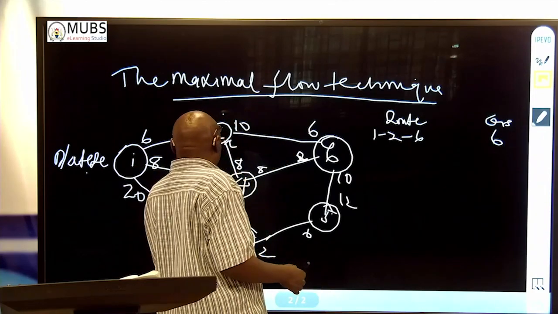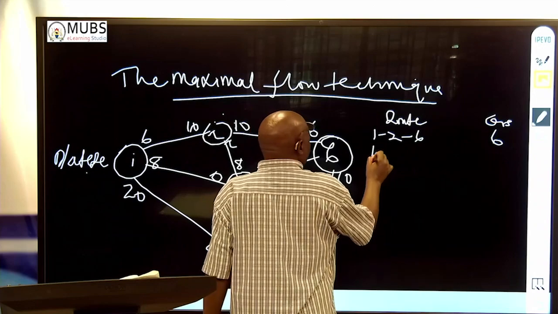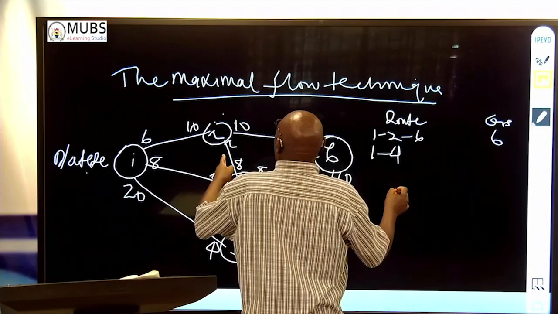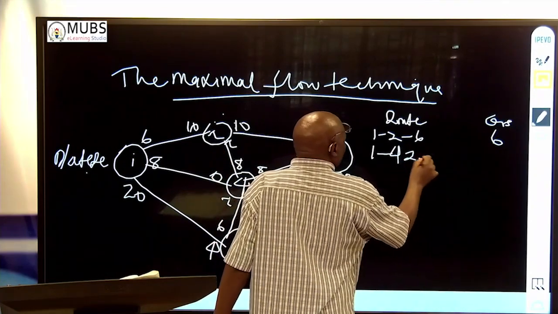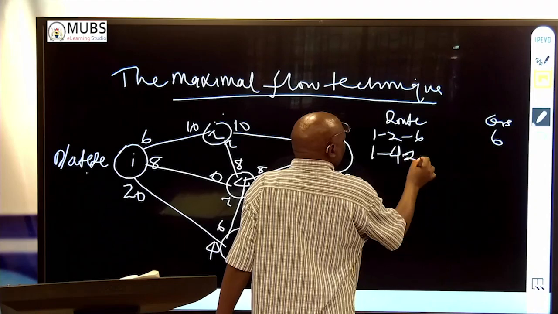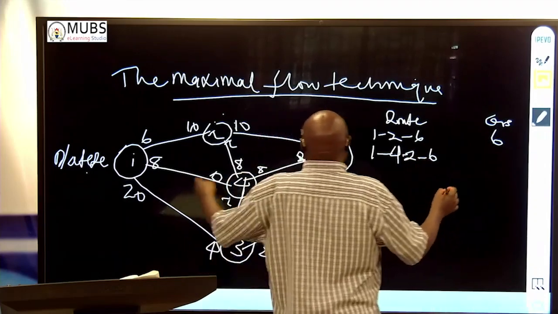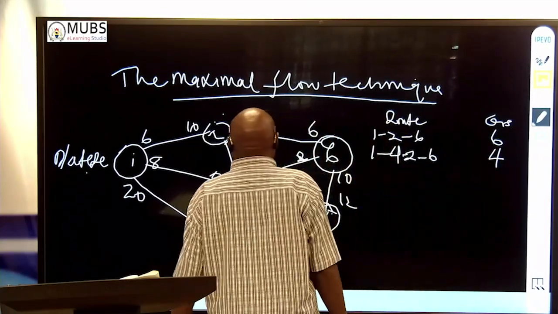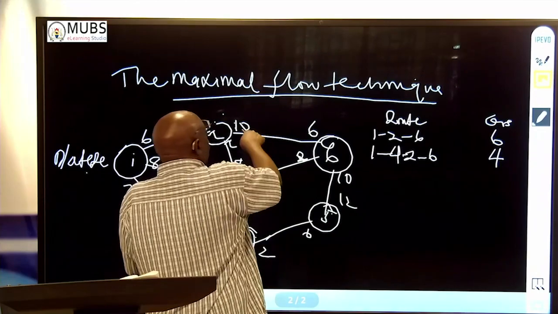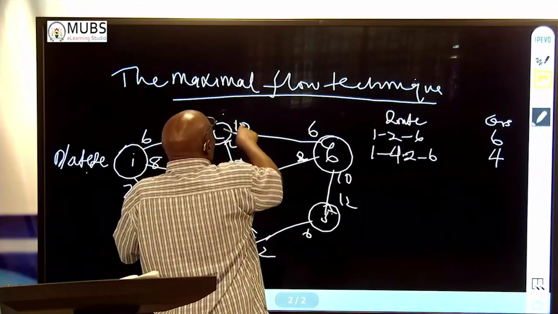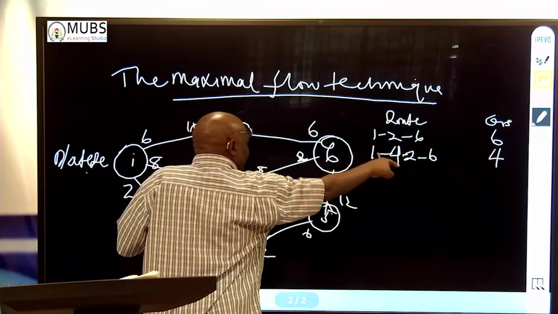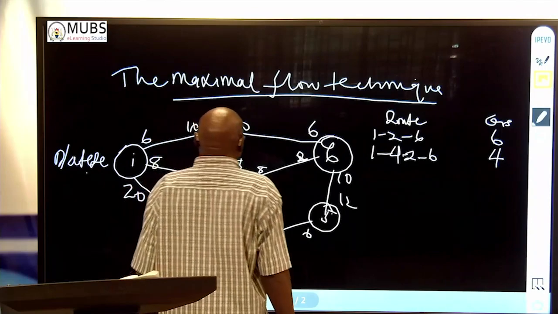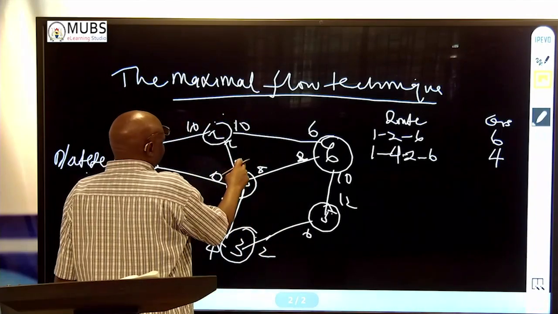So this route, 1 to 4 to 2 to 6, can take only 4 cars, because when 6 were allowed here, only 4 remained to move up this direction. So that direction can take 4 cars, meaning that 4 cars have remained here.